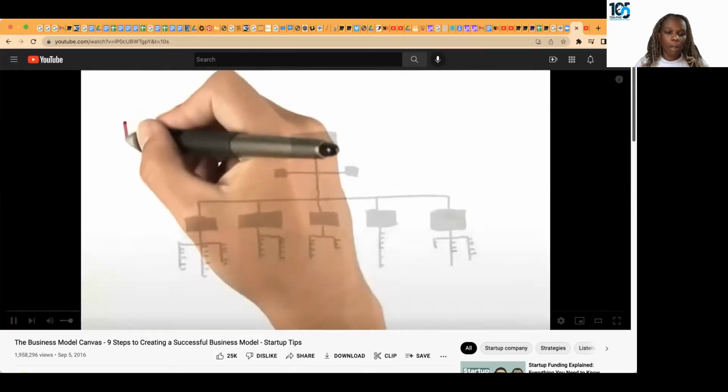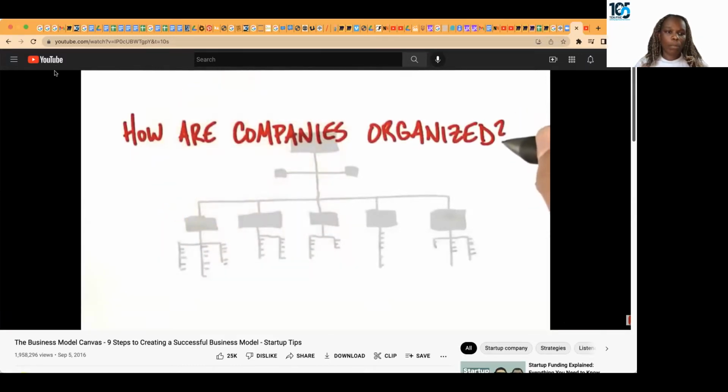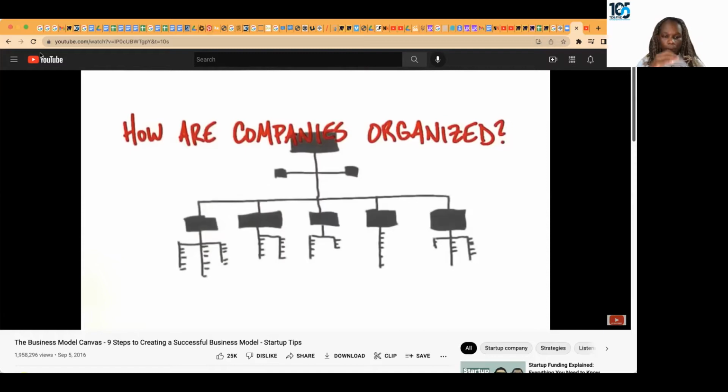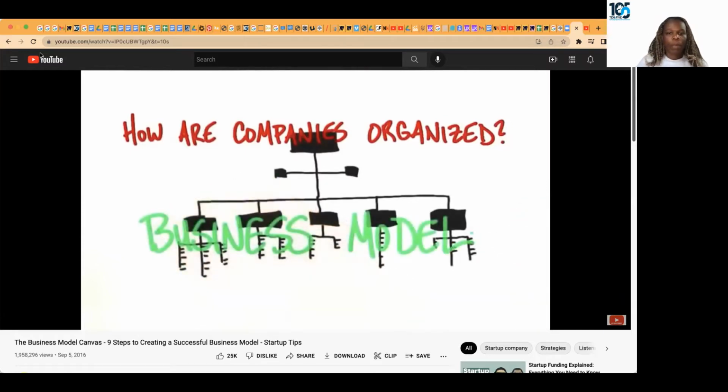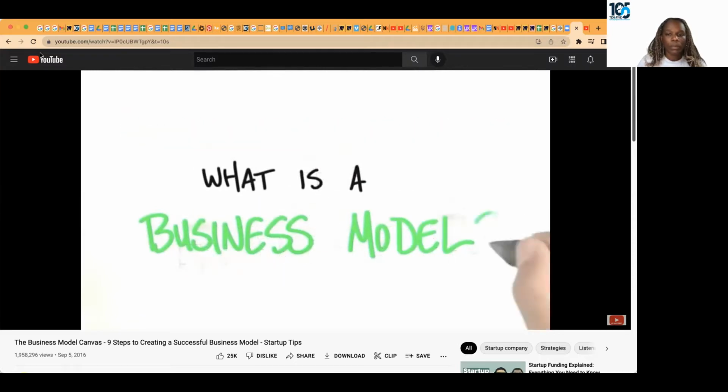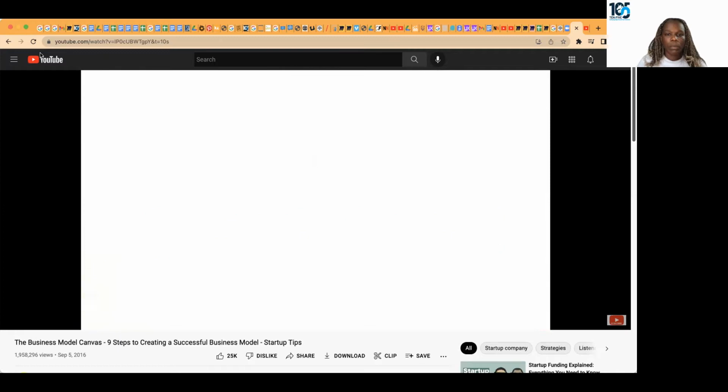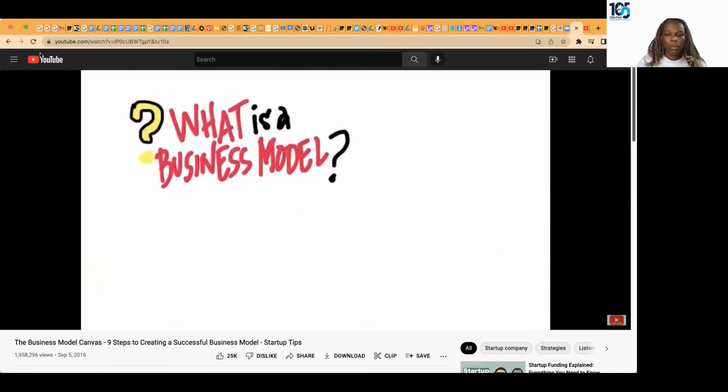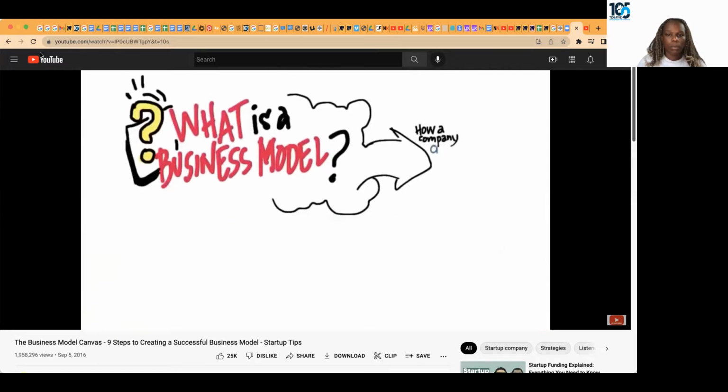At a startup, how is your company going to be organized? What we now know is the most efficient way to think about all the pieces, all the parts, is by a business model. And so the next question is, okay, Steve, you just told me to think about a business model, but what is a business model? What are all the pieces? Well, let's take a look. A business model is how a company creates value for itself while delivering products or services for its customers.